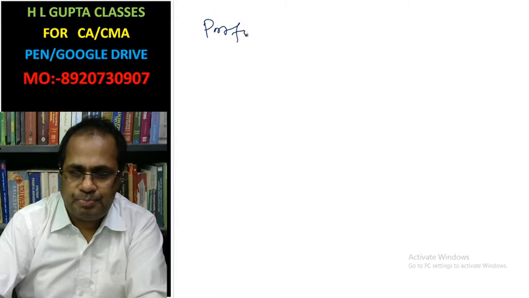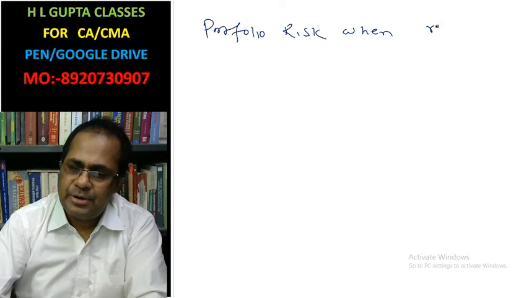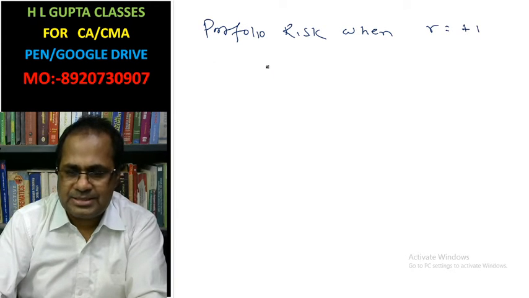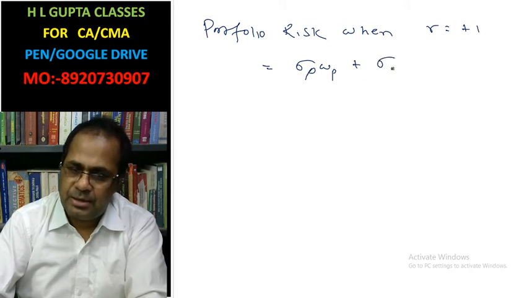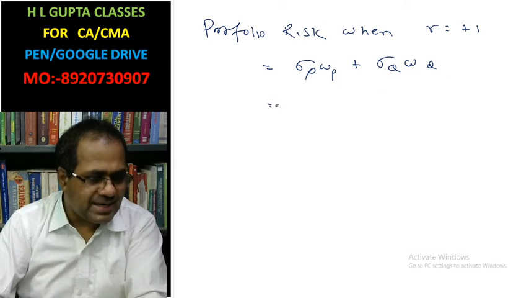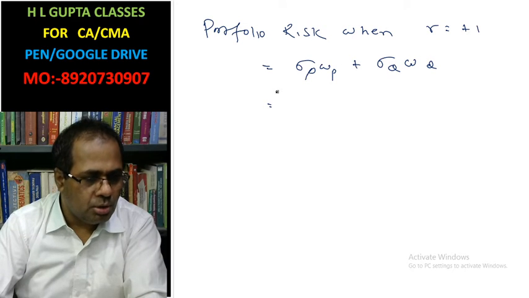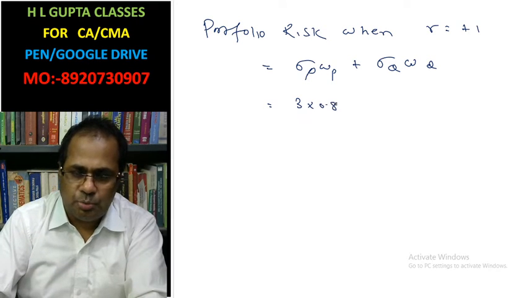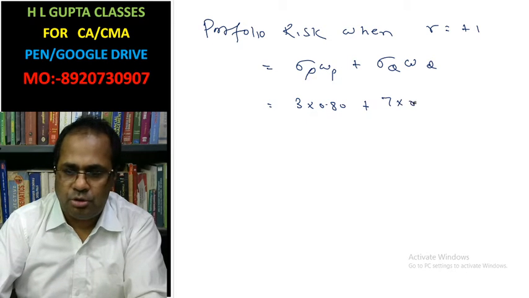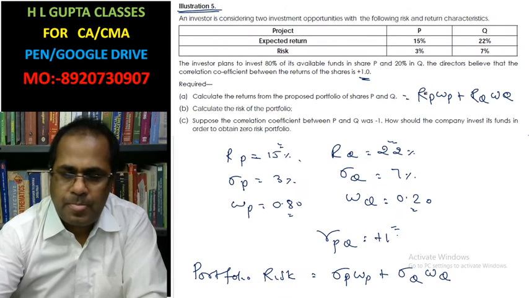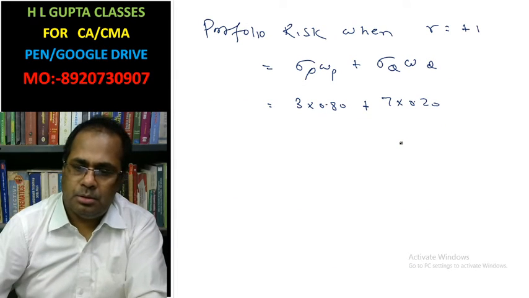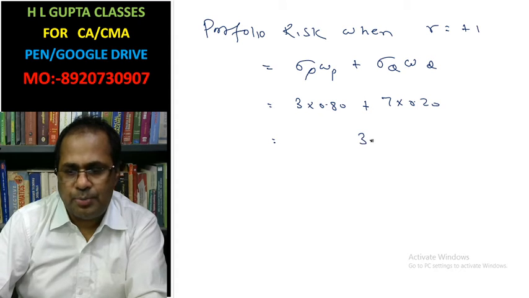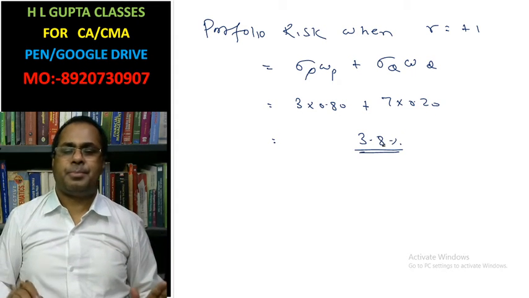Now you have to calculate portfolio risk. Portfolio risk when R equals +1: in this case, the formula is standard deviation of P times weight P plus standard deviation of Q times weight Q. The standard deviations are 3% for P and 7% for Q, so 3 into 0.80 plus 7 into 0.20, which is 3.8%. The answer of the first part is completed.